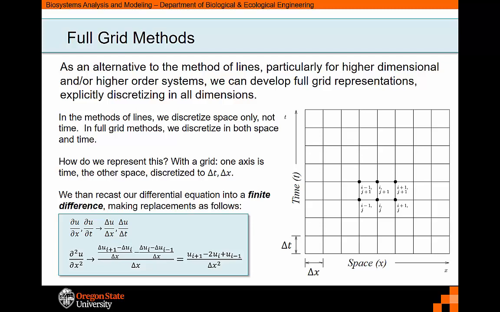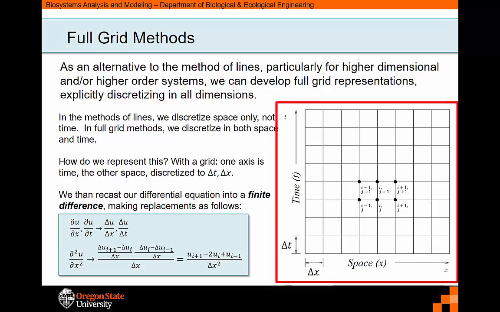For the time in 1D space example, we would employ the grid shown here, with space arrayed along the x-axis and time arrayed along the y-axis. Each increment of time is separated by a delta t, and each increment of space is separated by a delta x, forming a regular grid.